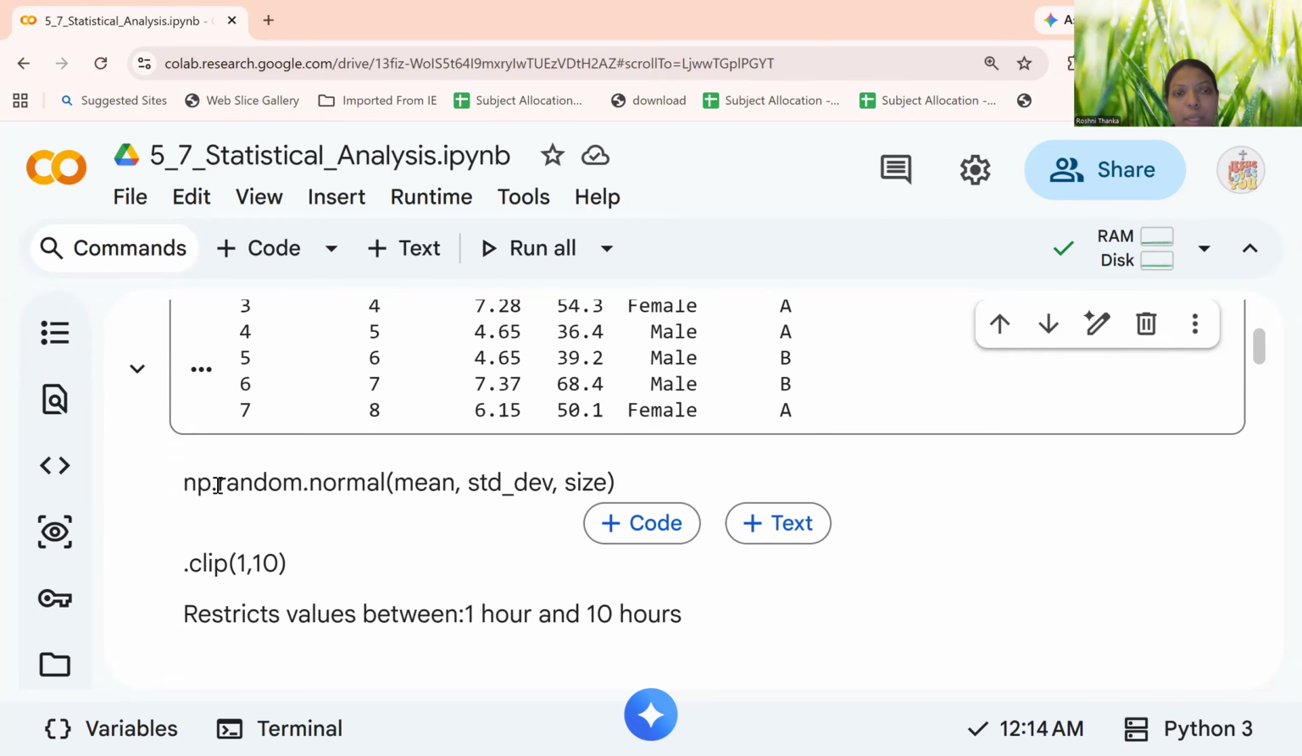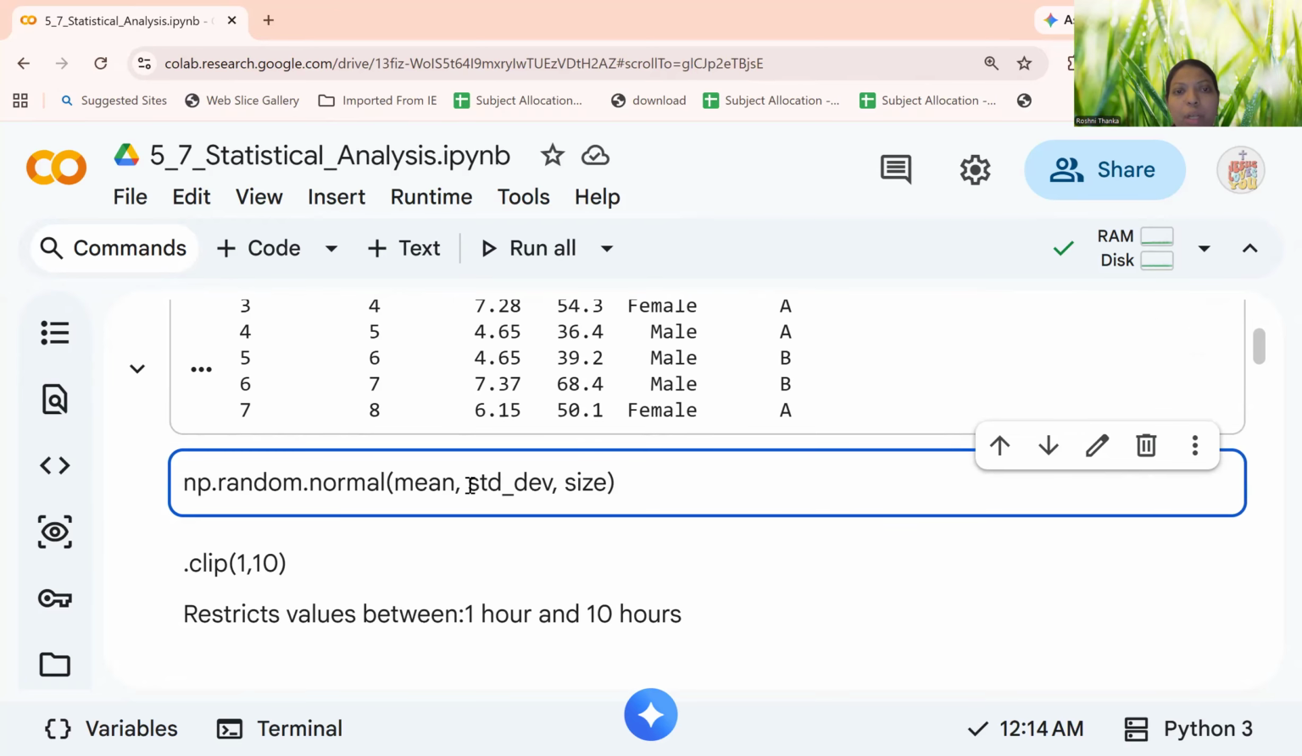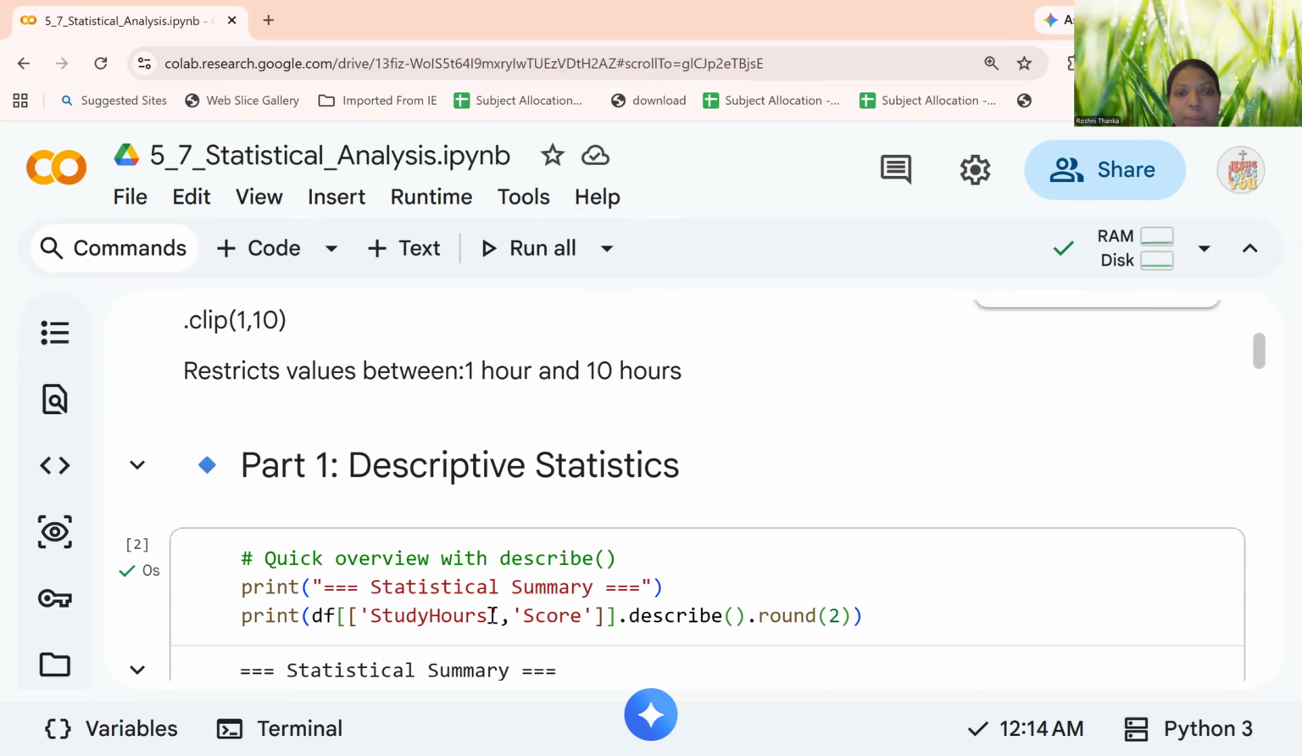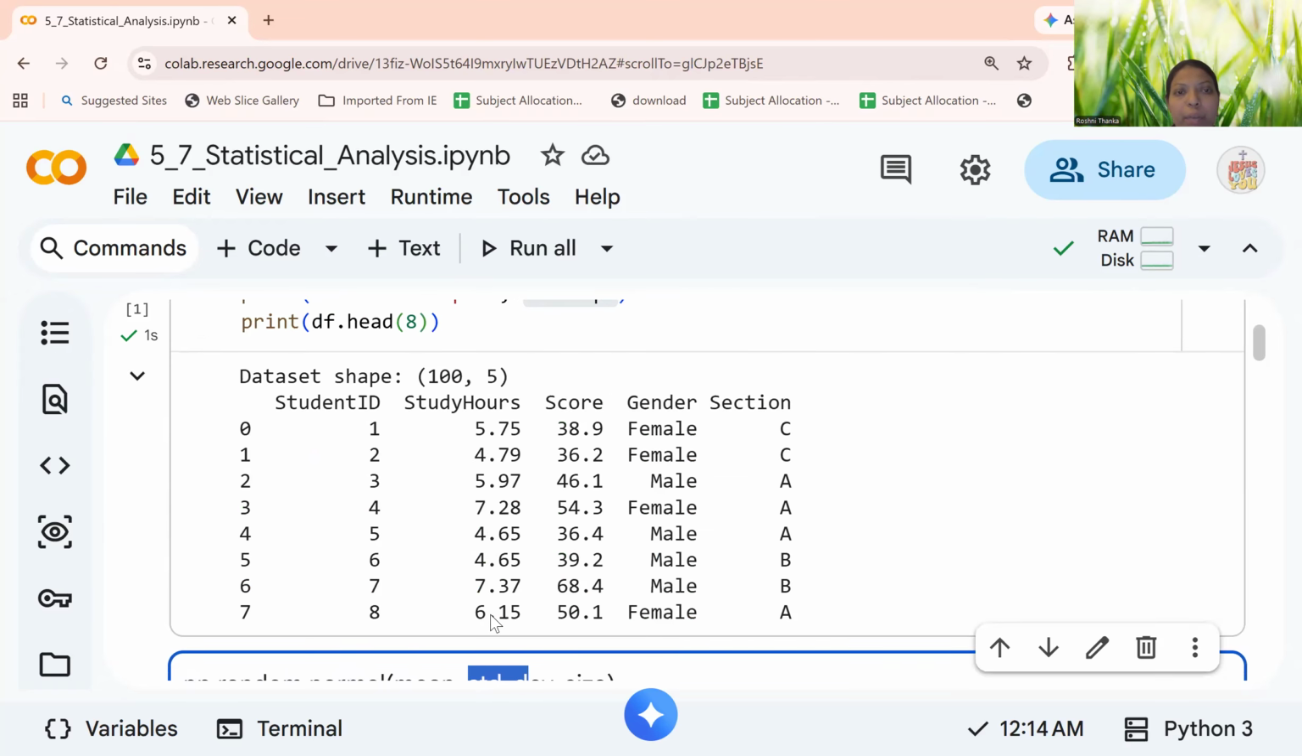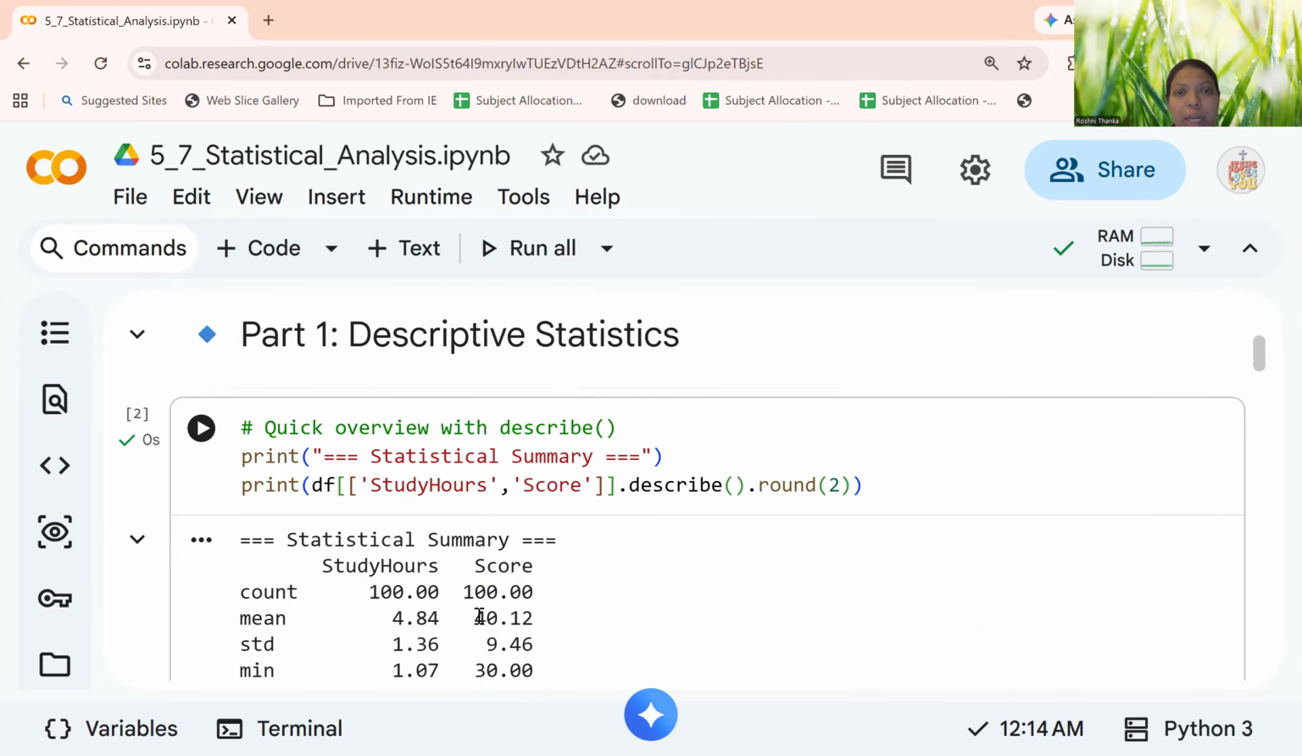So this is what np.random.normal means. It takes the mean value, its standard deviation, and the size we gave. And the clip means the range will be from 1 to 10. So now with this data frame, we are going to do the statistical analysis.